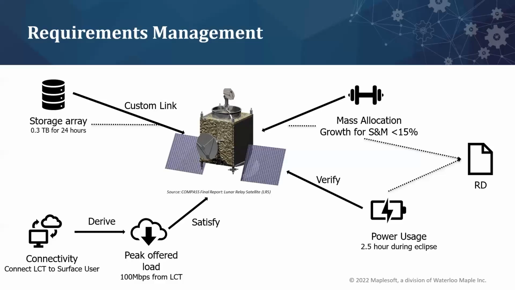So from the high level requirements, you get to more specific, clear, concise requirements. And you also want to be able to link all these requirements, say, if a requirement is derived from another requirement. For example, the connectivity requirement, which is on the high level, is just to connect the communication terminal to the surface user. But from this connectivity, you can derive that this should be the download speed, this should be the upload speed between the surface user and the LCT and so on. So this is derived from the high level requirement.